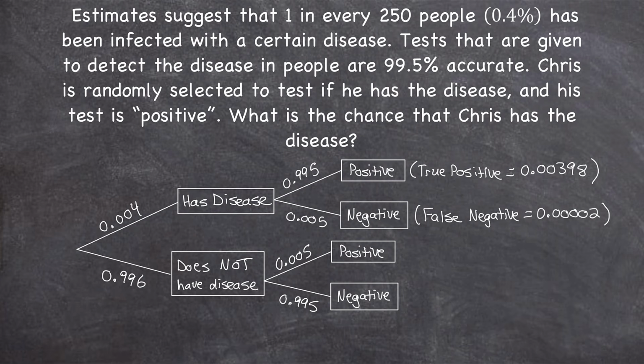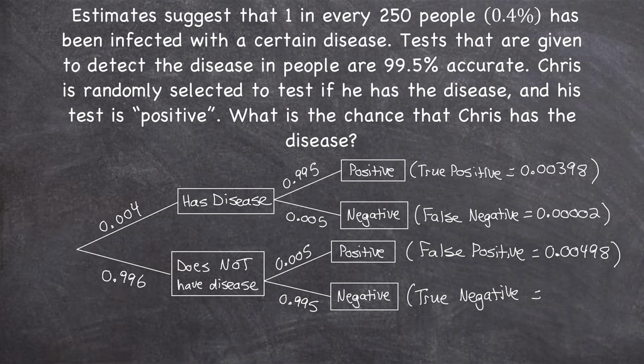0.00002. They could not have the disease, but incorrectly test positive. Since that would be an incorrect test result, we would call that a false positive. And that probability would be 0.996 times 0.005, which is 0.00498. And the last scenario, not having the disease and correctly testing negative, is the most likely event. It's 0.99102.